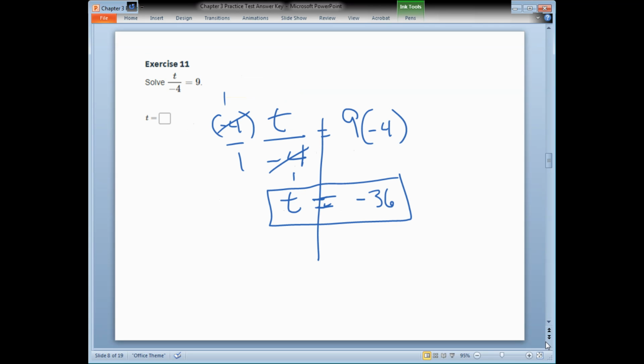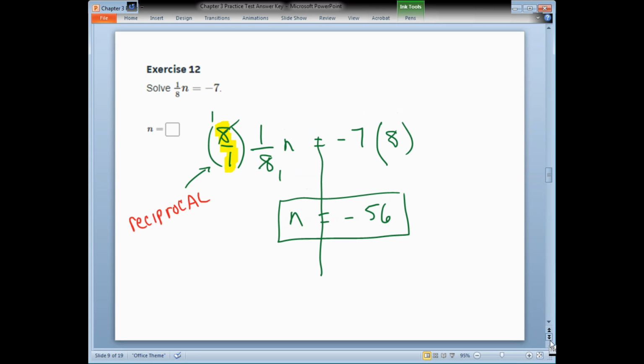All right. Here's another problem to solve. T divided by -4. So I'm dividing by -4, so I have to use the multiplication property of equality to multiply by -4. So I do that, and it makes T go away because of the canceling that goes on. I get T equals -36.